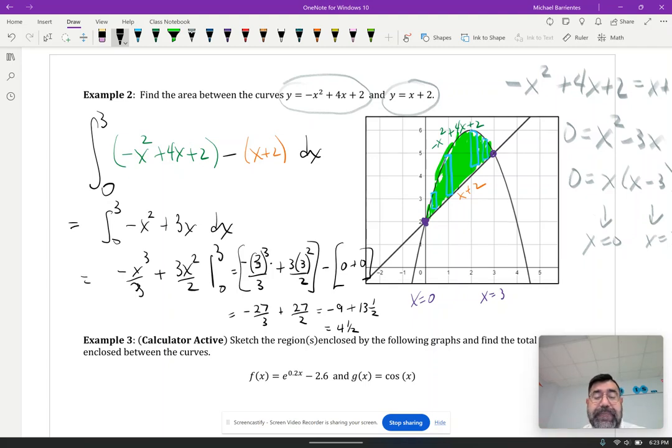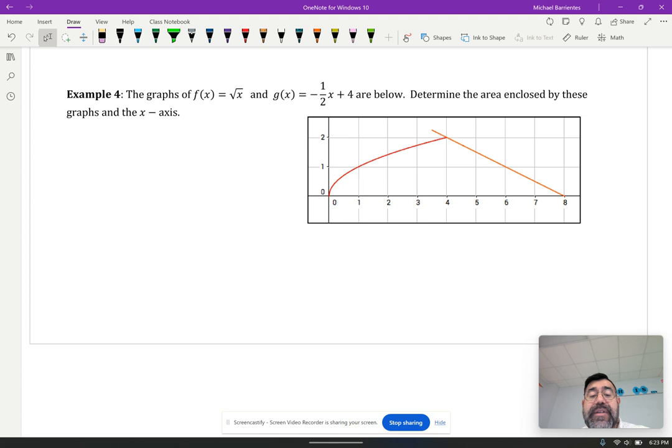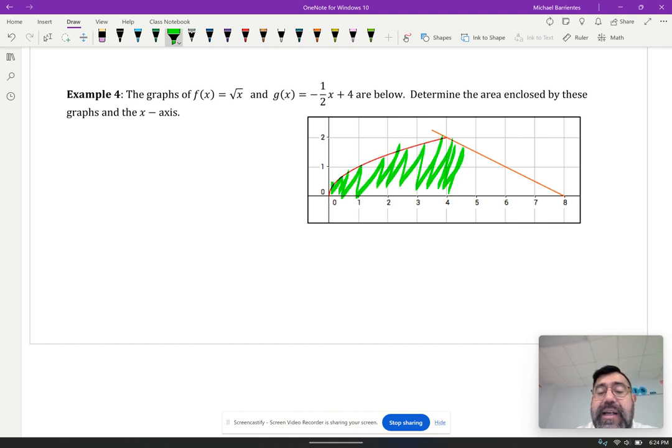That's it. I'm going to skip to number 4 because they give us a graph for that. Number 3, we're going to have to use a calculator, so I'll set up the calculator for it to go a little faster during the break. But let's do number 4. Two graphs. One of them is the square root of x. One of them is the line negative 1/2 x plus 4. Find the area that's enclosed by these graphs and the x-axis. So between this graph and the x-axis, we're talking about this. Kind of looks a little oniony, but not really.